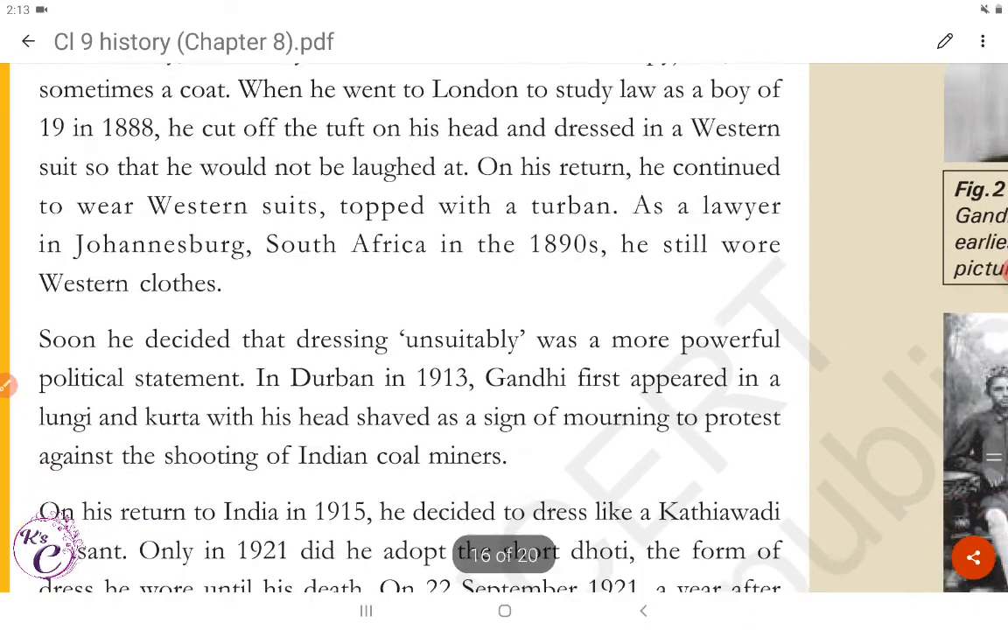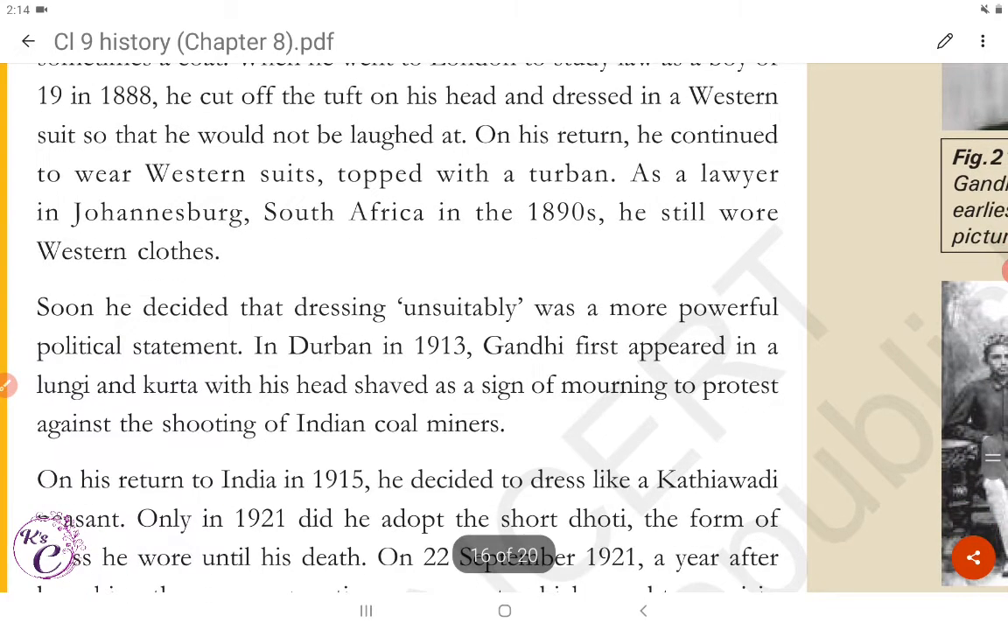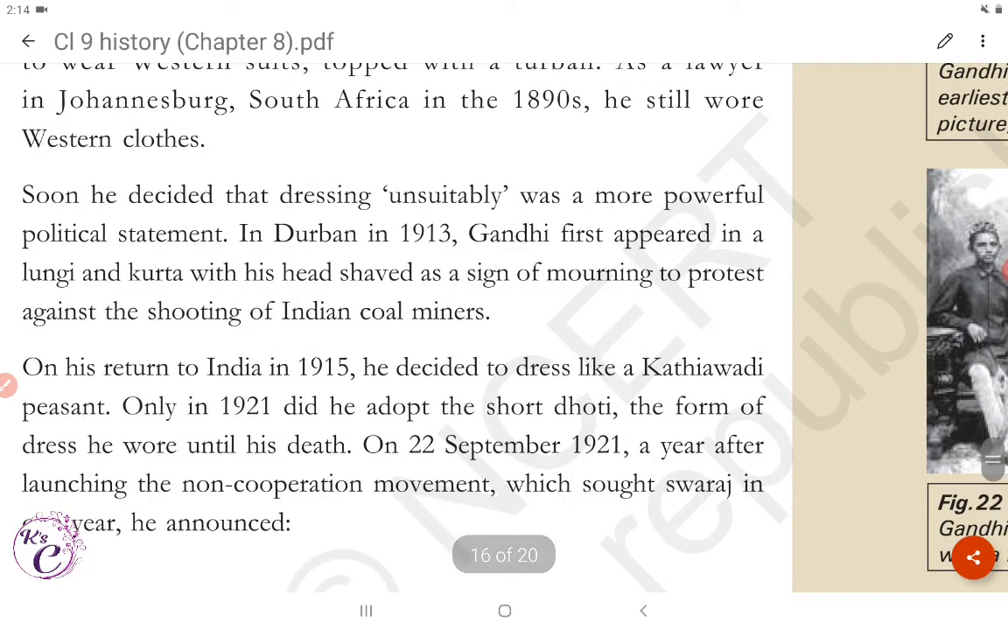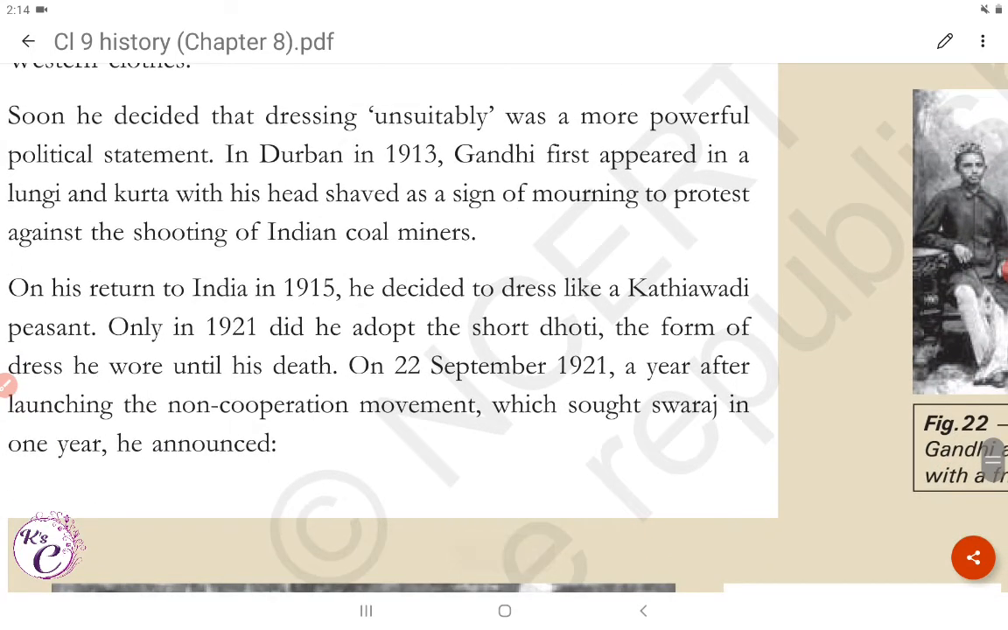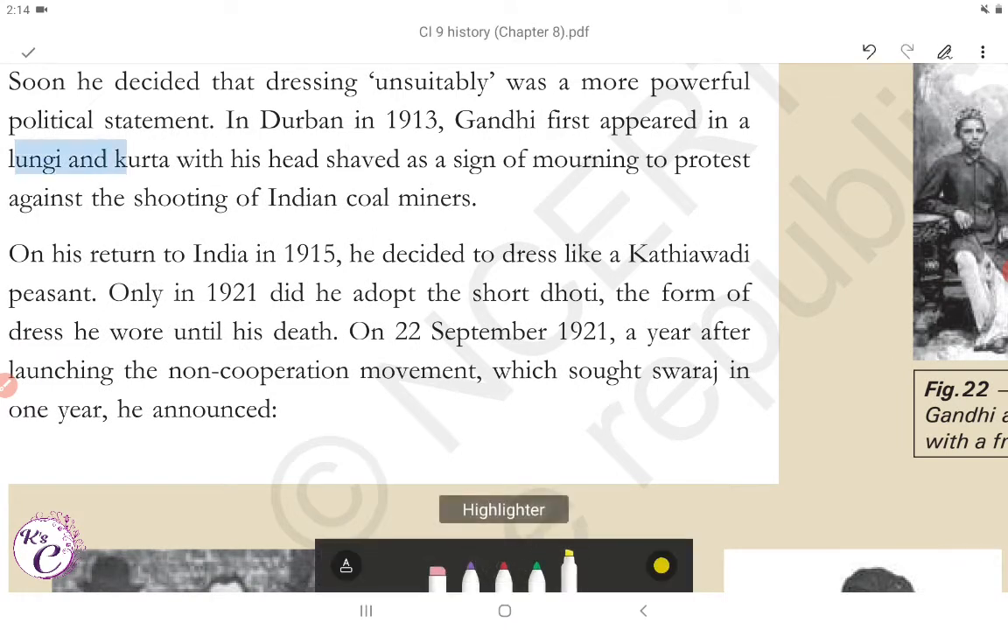Soon he decided that dressing unsuitably was a more powerful political statement. In Durban in 1913, Gandhi first appeared in a lungi and kurta, with his head shaved as a sign of mourning to protest against the shooting of Indian coal miners.